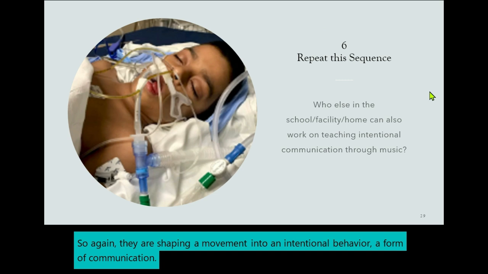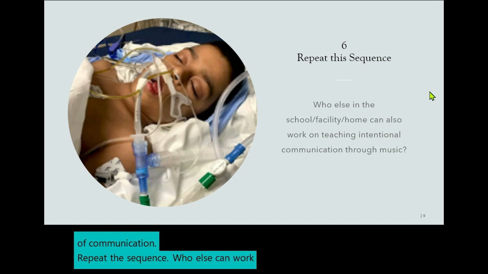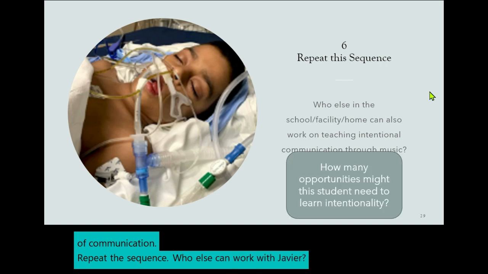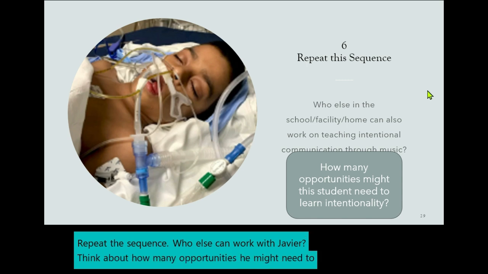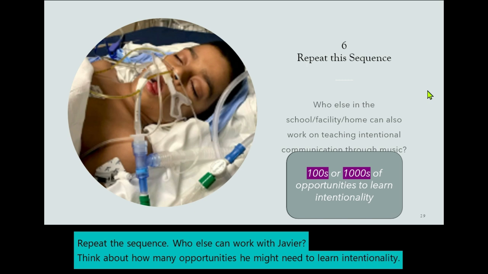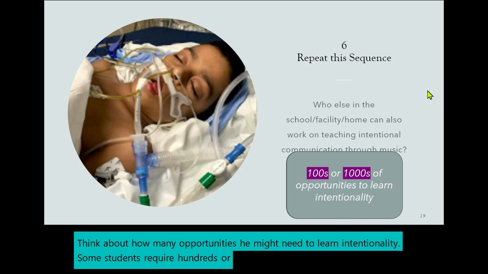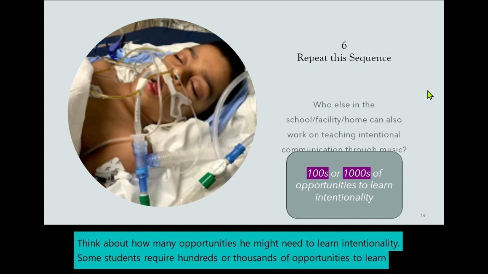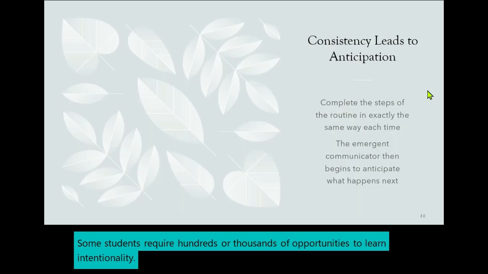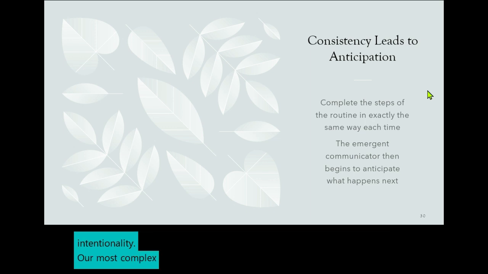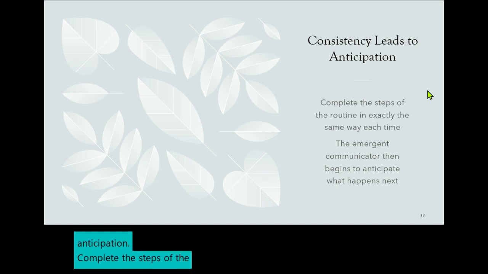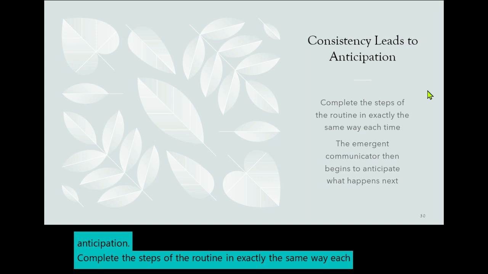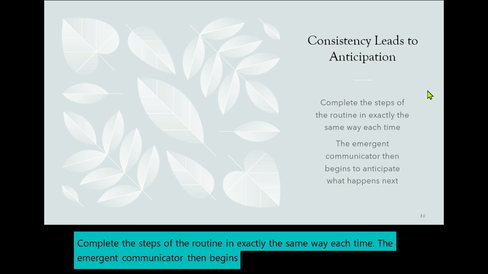Repeat the sequence. Who else can work with Javier? Think about how many opportunities he might need to learn intentionality. Some students require hundreds or thousands of opportunities to learn intentionality. Our most complex communicators need consistency, which leads to anticipation. Complete the steps of the routine in exactly the same way each time. The emergent communicator then begins to anticipate what happens next.